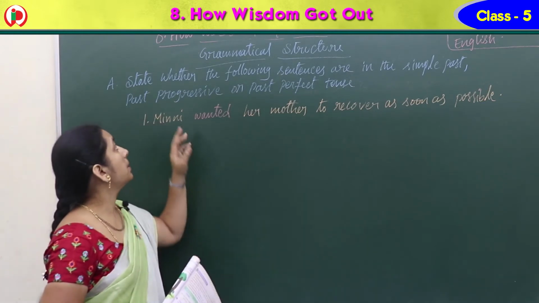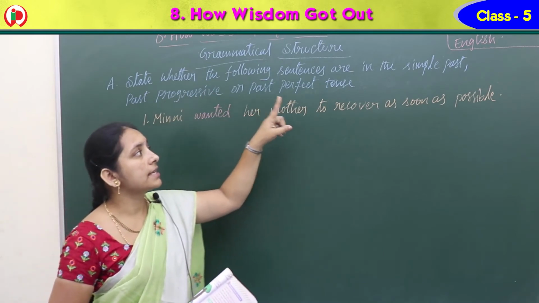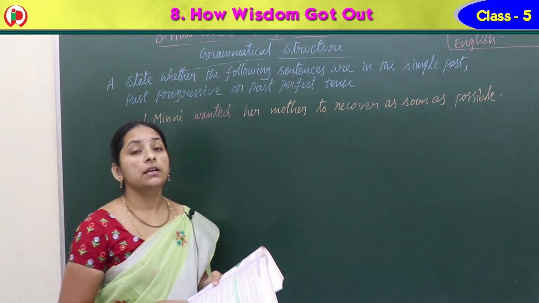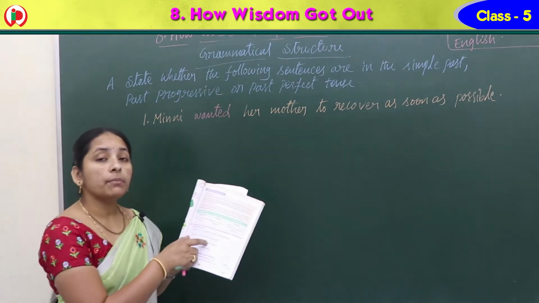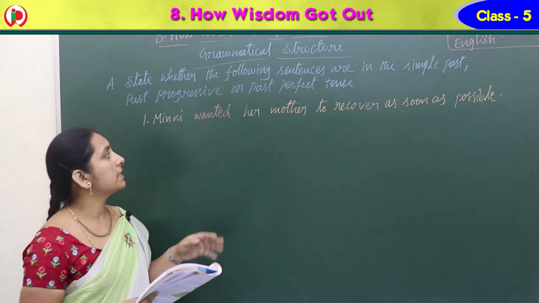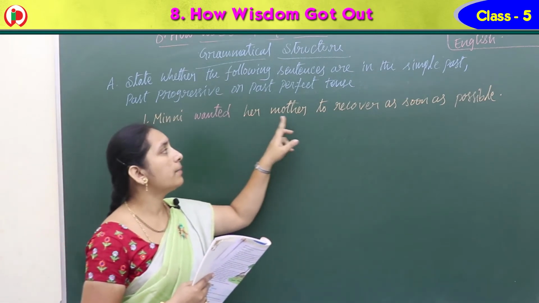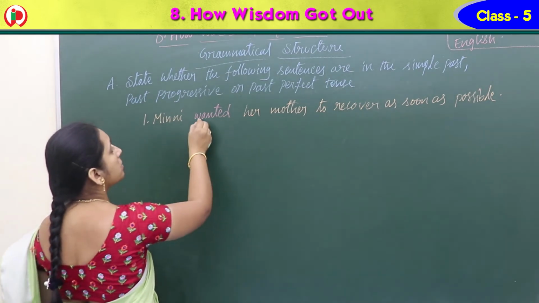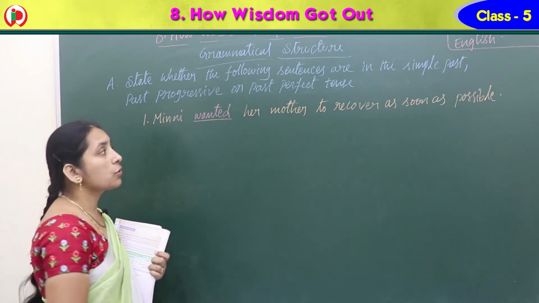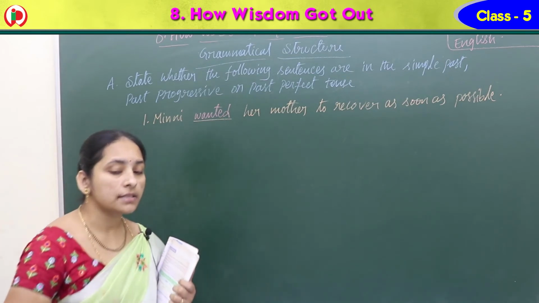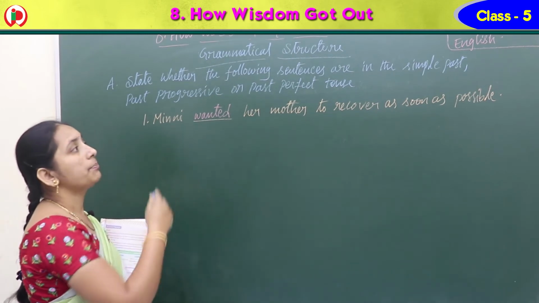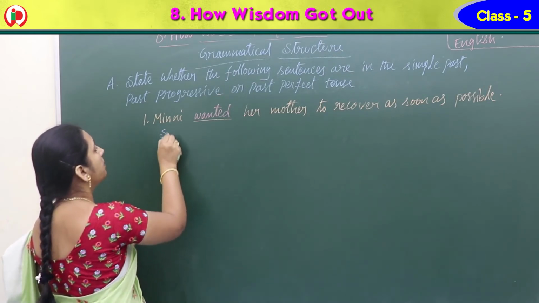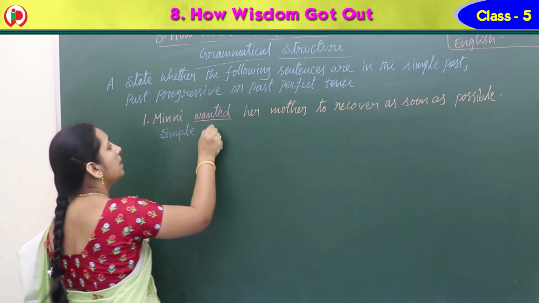Now see the exercise. State whether the following sentences are in the simple past, past progressive, or past perfect tense. Here they have given four sentences, and one by one we should tell which tense it is. The first one: Minnie wanted her mother to recover as soon as possible. Wanted is only the V2 form. Tell me, is it simple past, past progressive, or past perfect? Very good, this is simple past.